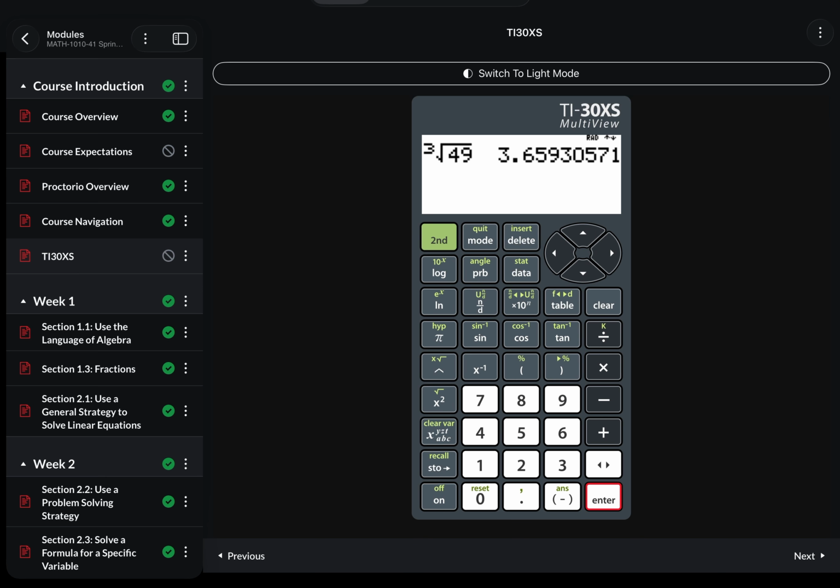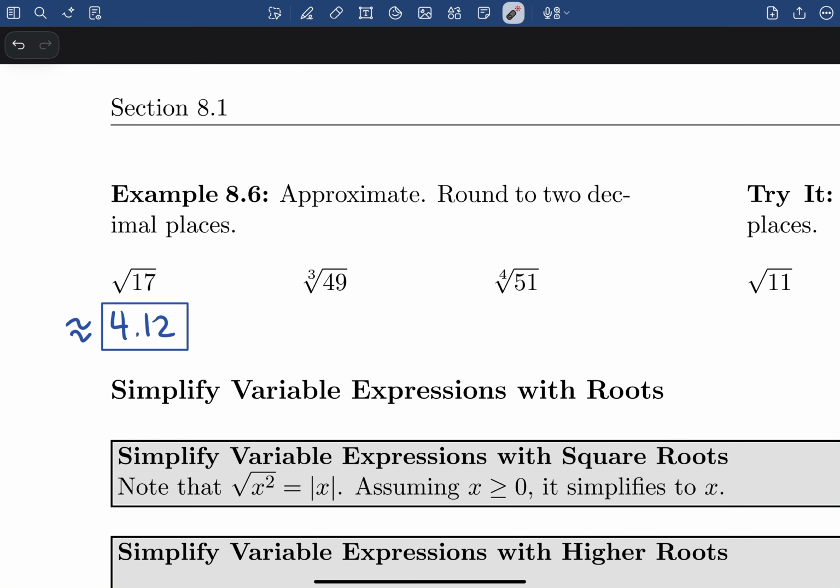So this is, once again, a number that goes on forever, but I'm rounding to 2 decimal places, so I will answer 3.66. Be sure to round correctly. So 3.66 is what I get from my approximation.